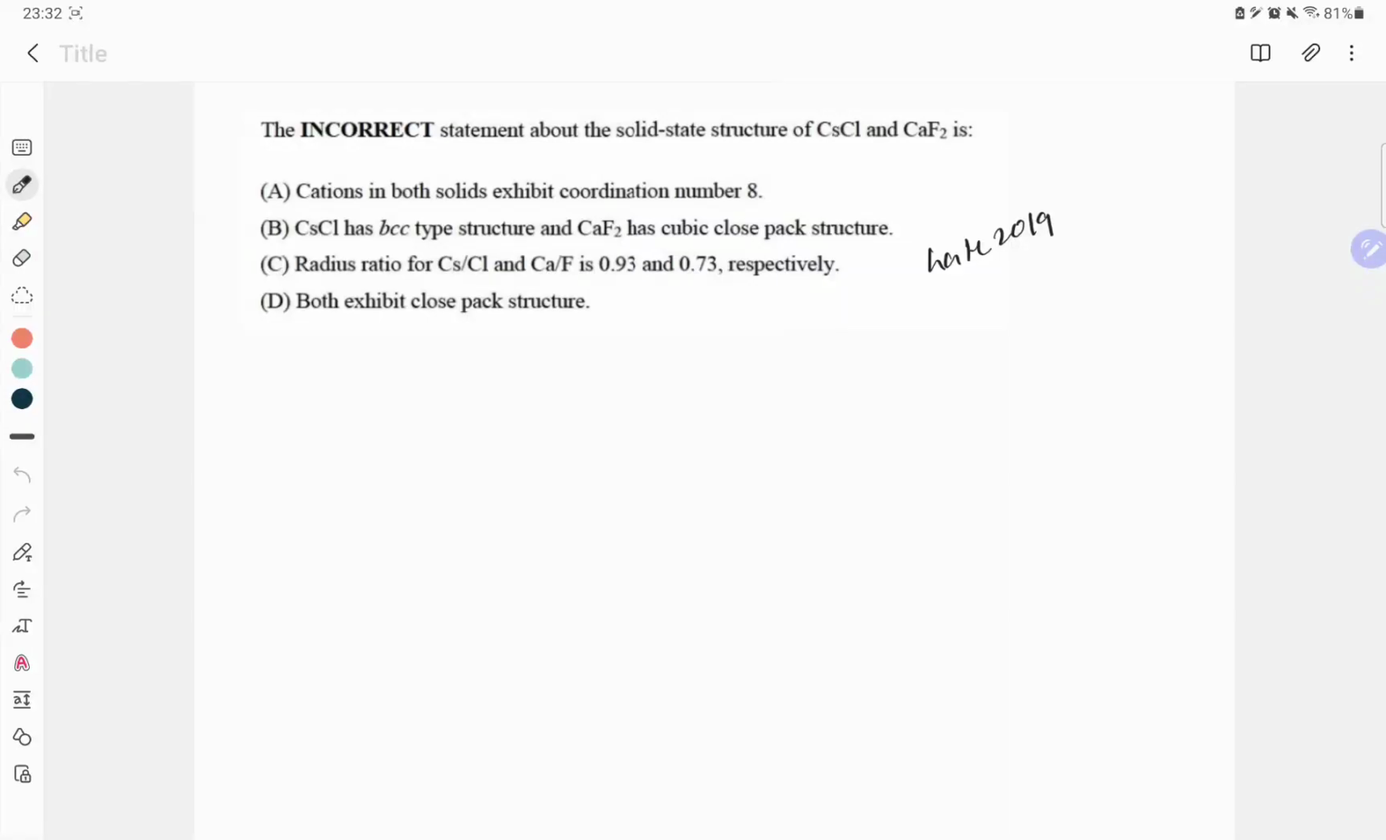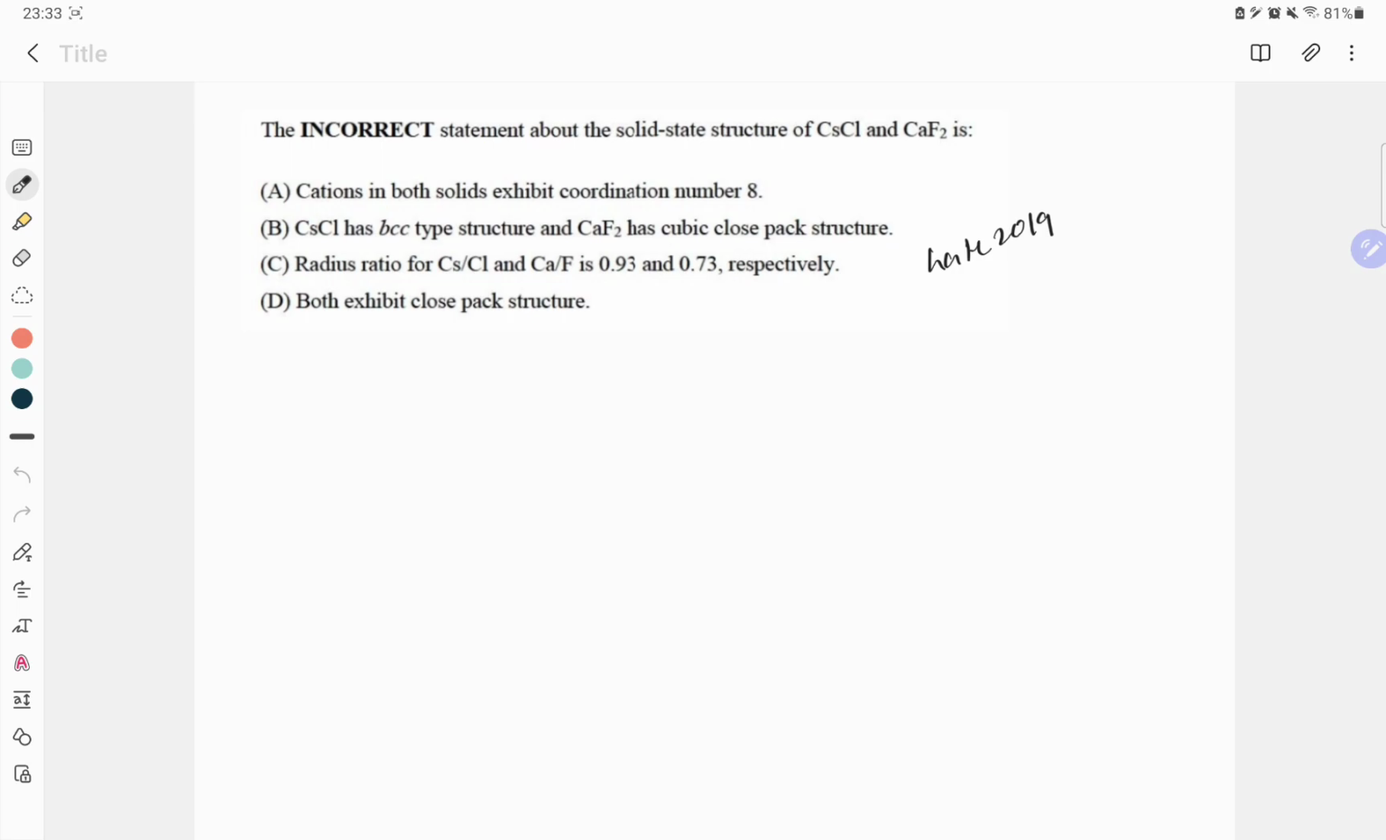Hey everyone, today we'll do some previous year GATE questions of solid state chemistry. I collected some questions from previous year papers and we'll learn the concept behind these questions as well. Okay, we'll start with this question.